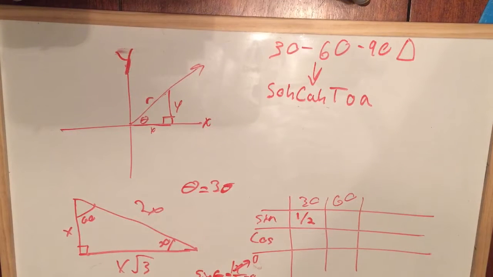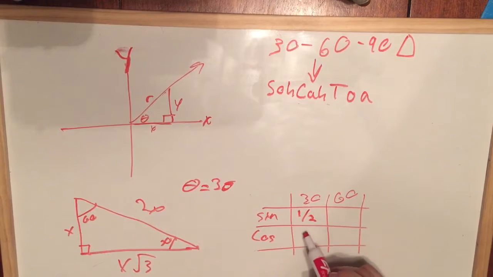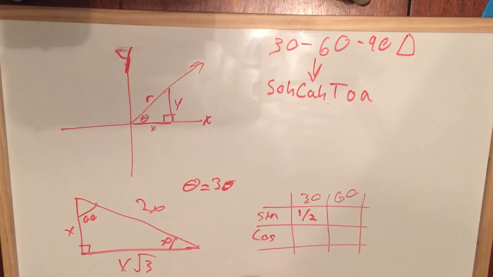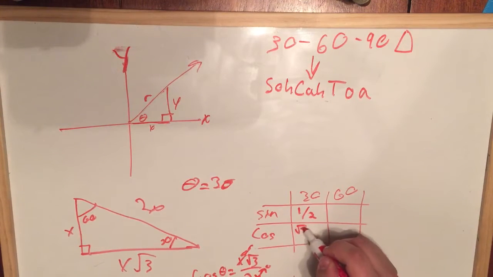Alright, so now that I have that explained, now we want the cosine of 30. So now we have the cosine of theta equals the adjacent, x square root of 3, over 2x. Since the x's cancel out, as we all know by basic multiplication and division, we have the square root of 3 over 2. That's going to be our value right there.